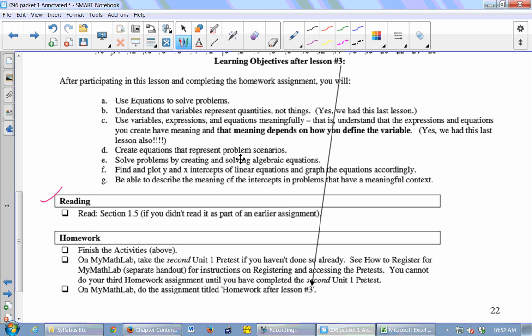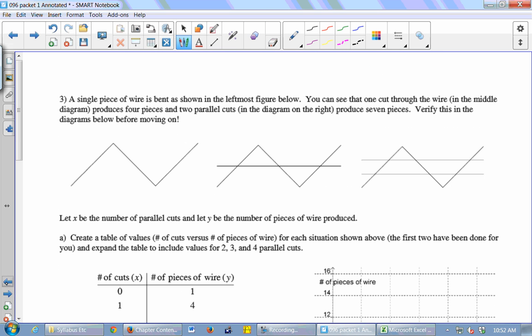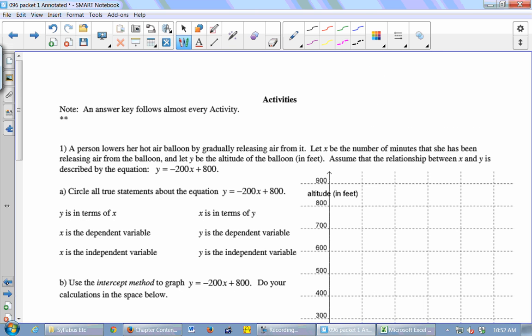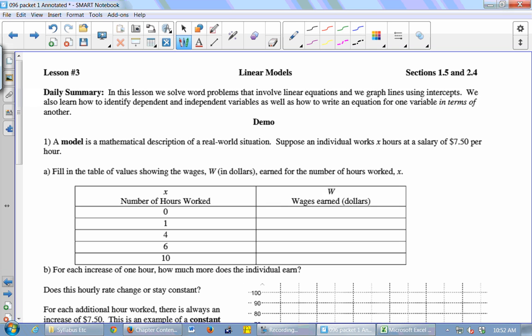Okay, so that's the general structure of class. So let's go back to the start of lesson number 3. Linear models. All right, so in this lesson, we're going to be solving word problems that involve linear equations, and we're going to graph lines using intercepts. We're also going to learn how to identify dependent and independent variables, as well as how to write an equation for one variable in terms of another. So it's a lot of stuff. Those are all the things we're going to do today.